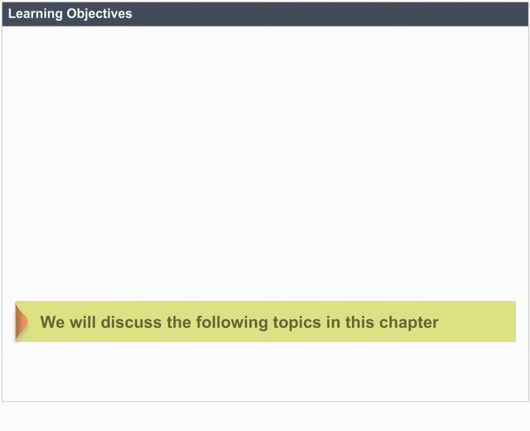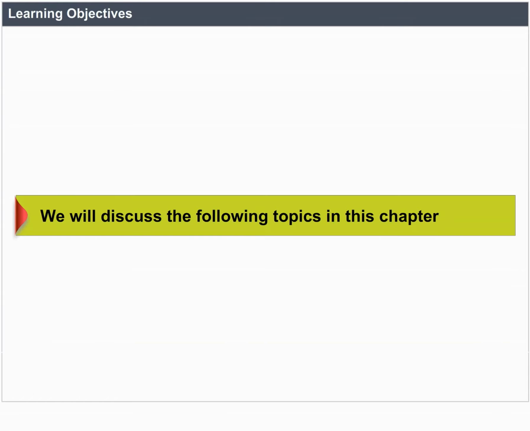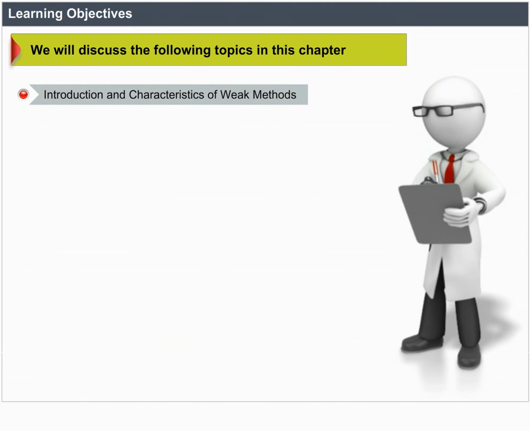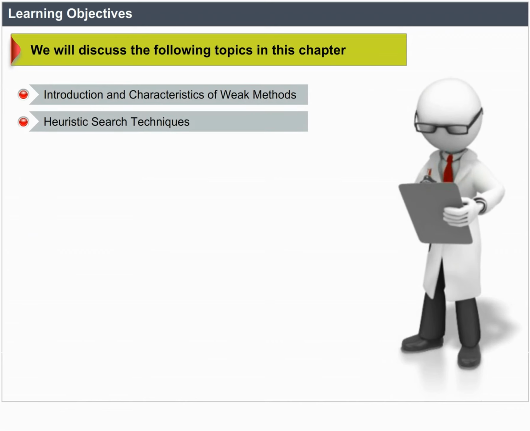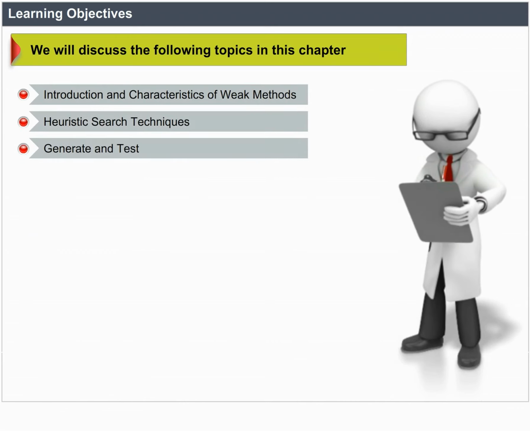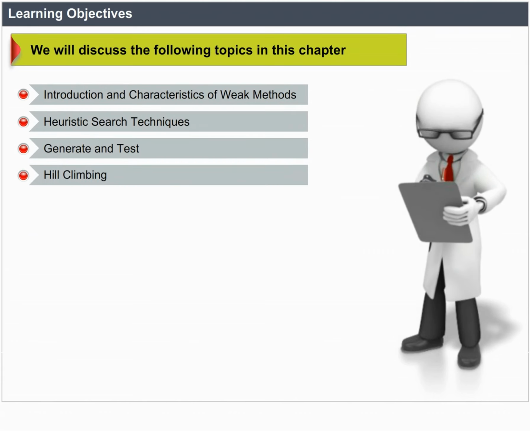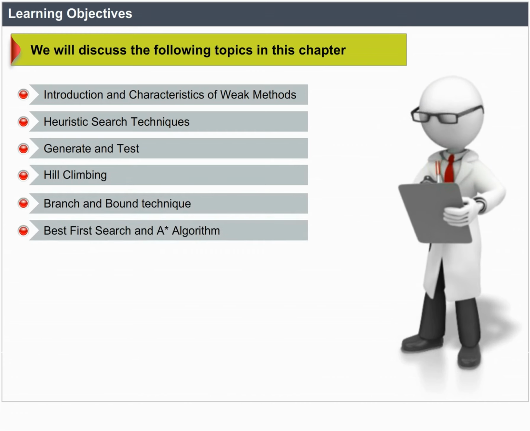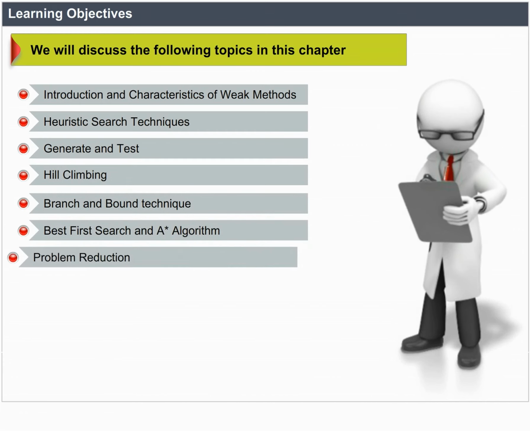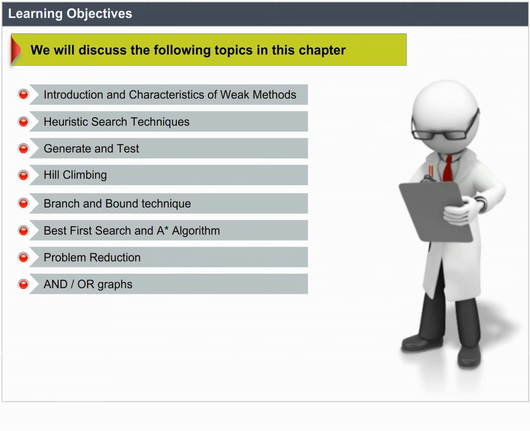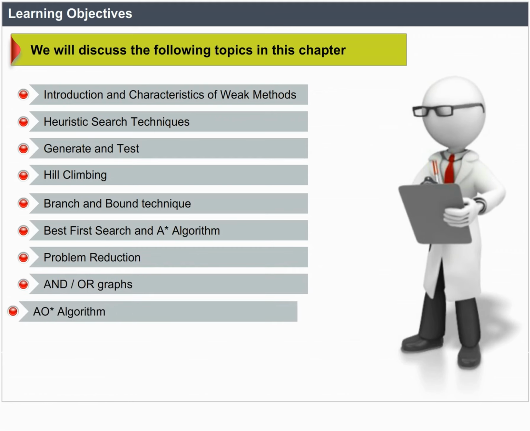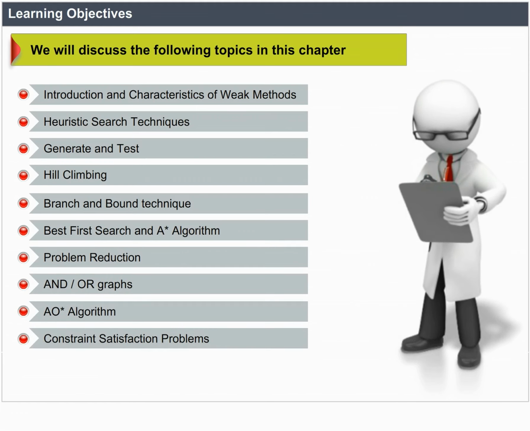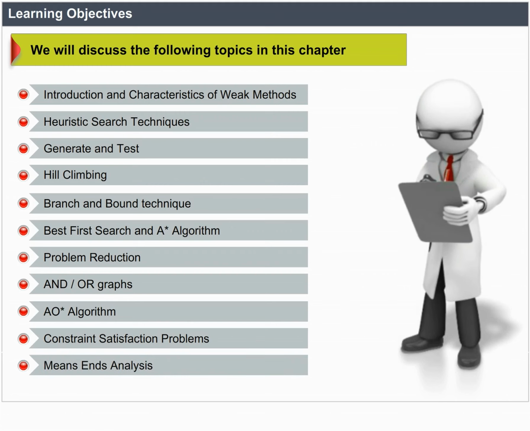Learning objectives. We will discuss the following topics in this chapter. Introduction and characteristics of weak methods. Heuristic search techniques: generate and test. Hill climbing. Branch and bound technique. Best first search and A-star algorithm. Problem reduction and AND-OR graphs. AO-star algorithm. Constraint satisfaction problems. Means-ends analysis.